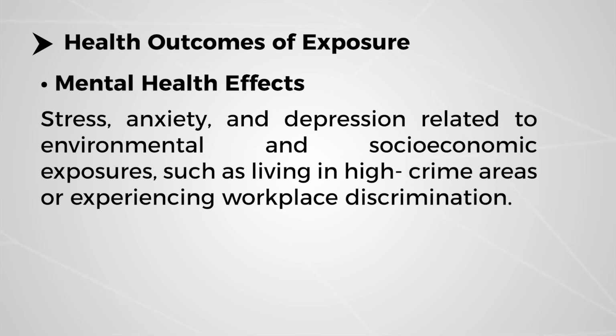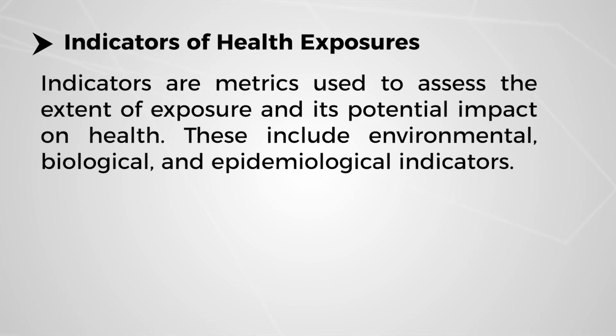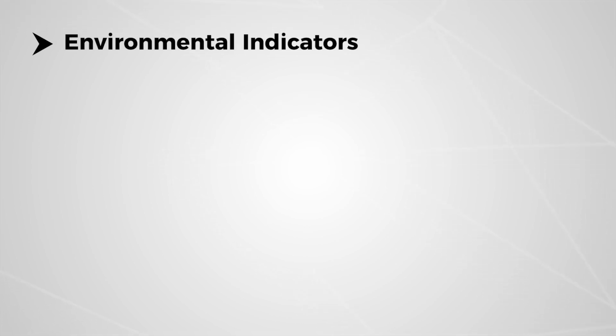And then we have another factor, indicators of health exposure. Indicators are metrics used to assess the extent of exposure and its potential impact on health. These include environmental, biological and epidemiological indicators. The first factor is environmental. Within environmental, indicators include the air quality index.